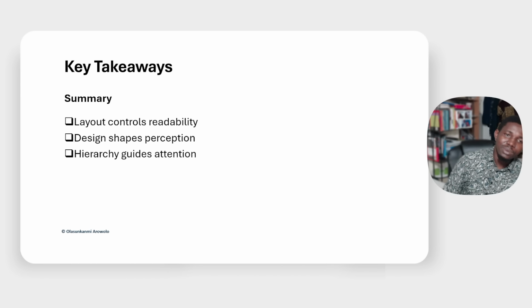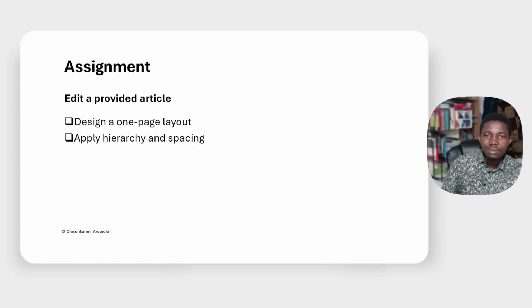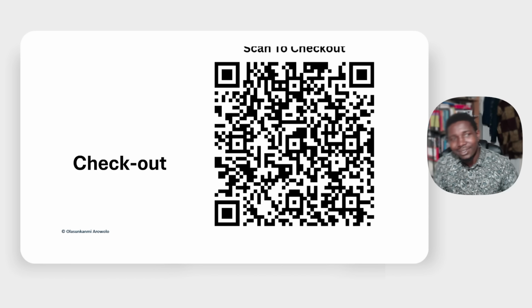So today we learned about layout controls and readability design, how it shapes perception and hierarchy, and how it guides things. Like I've mentioned, I have this assignment, and you may try it. Design a one-page layout, applying hierarchy and spacing. You've done the one for book, and then you can do the one for graphics. We're going to put out the instructions clearly. Check out, check out, check out.